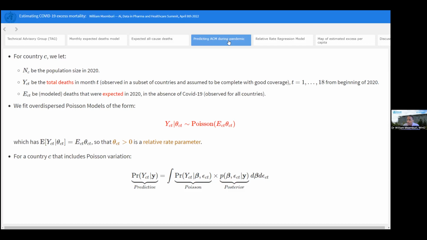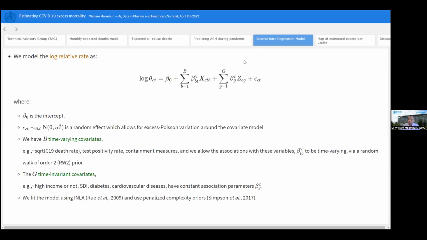of that form. So we have our all-cause mortality as a function of the expected deaths and a relative rate parameter theta. This theta just tells us how we can scale the expected deaths to get the actual deaths within the pandemic. And we're modeling that relative rate parameter. The relative rate parameter is modeled within a log linear model, and really there are two types of variables that we're using to predict this relative rate.